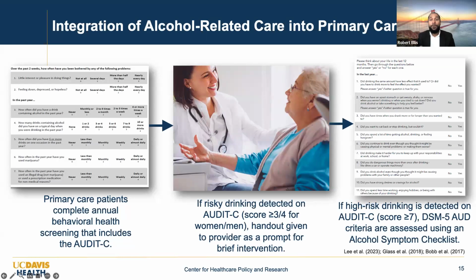And lastly, if you consume alcohol at a high-risk drinking level, detected by the AUDIT-C with a score equal to or greater than 7, the DSM-5 AUD criteria are assessed using the alcohol symptom checklist. This alcohol symptom checklist mirrors the survey that is done in those national surveys that we talked about earlier. And bringing that survey inside of the clinical setting is something that's unique to KPWA.